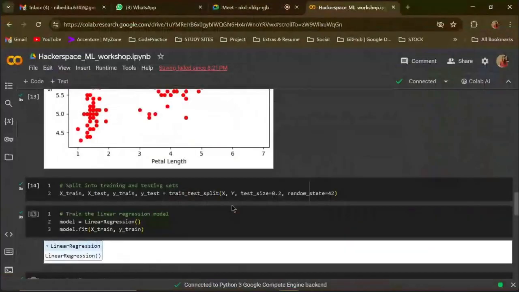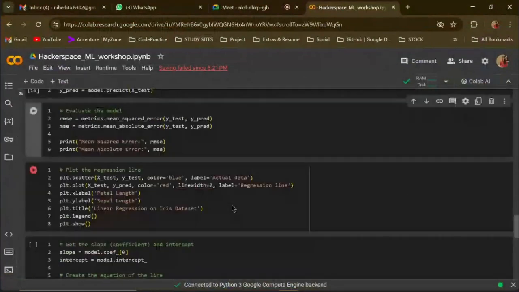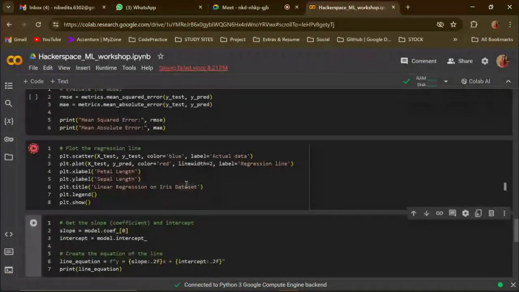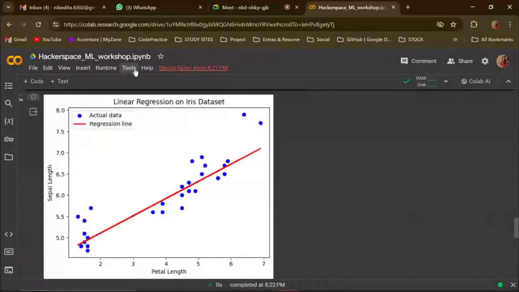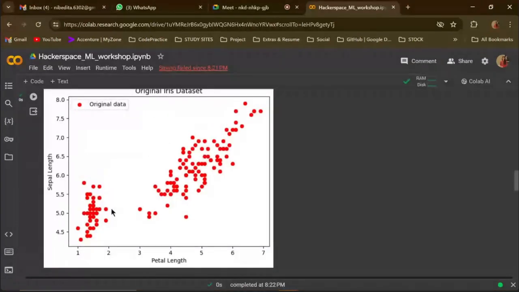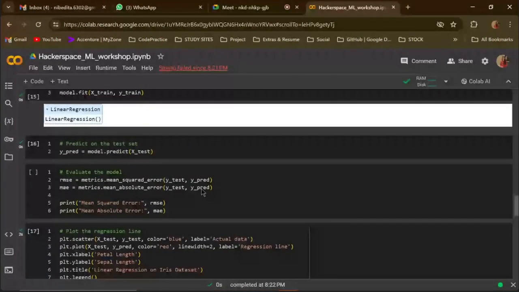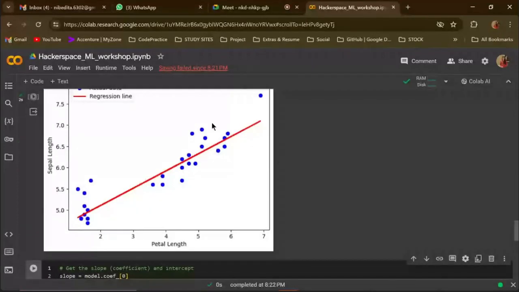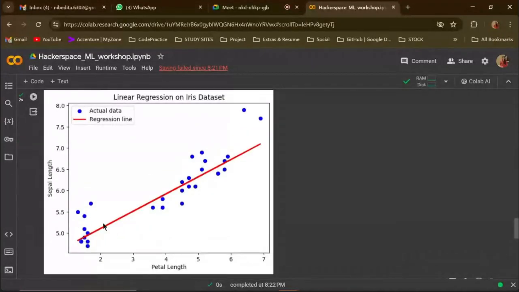Okay, so let's see what prediction we get. Linear regression gives us a straight line for fitting the data. So these are the test data. You see this data is different from this data because we have divided this data into training and testing. So this is the testing part of the data, and for these data we have this line.